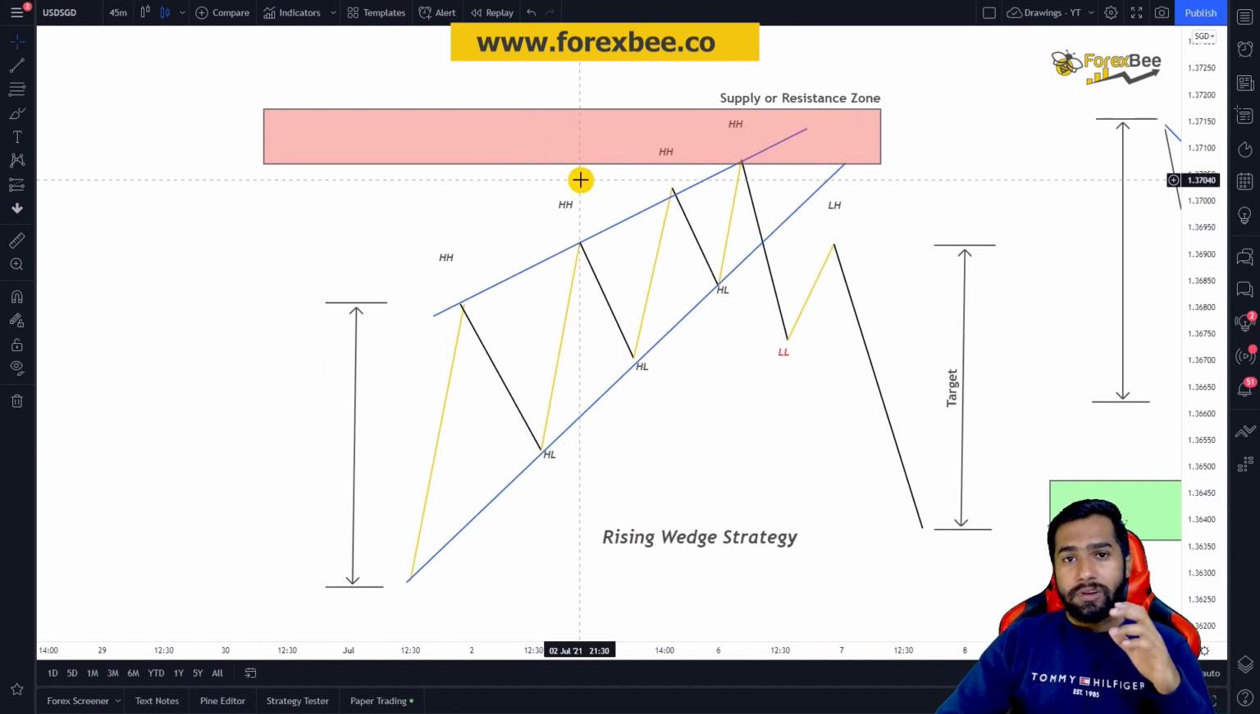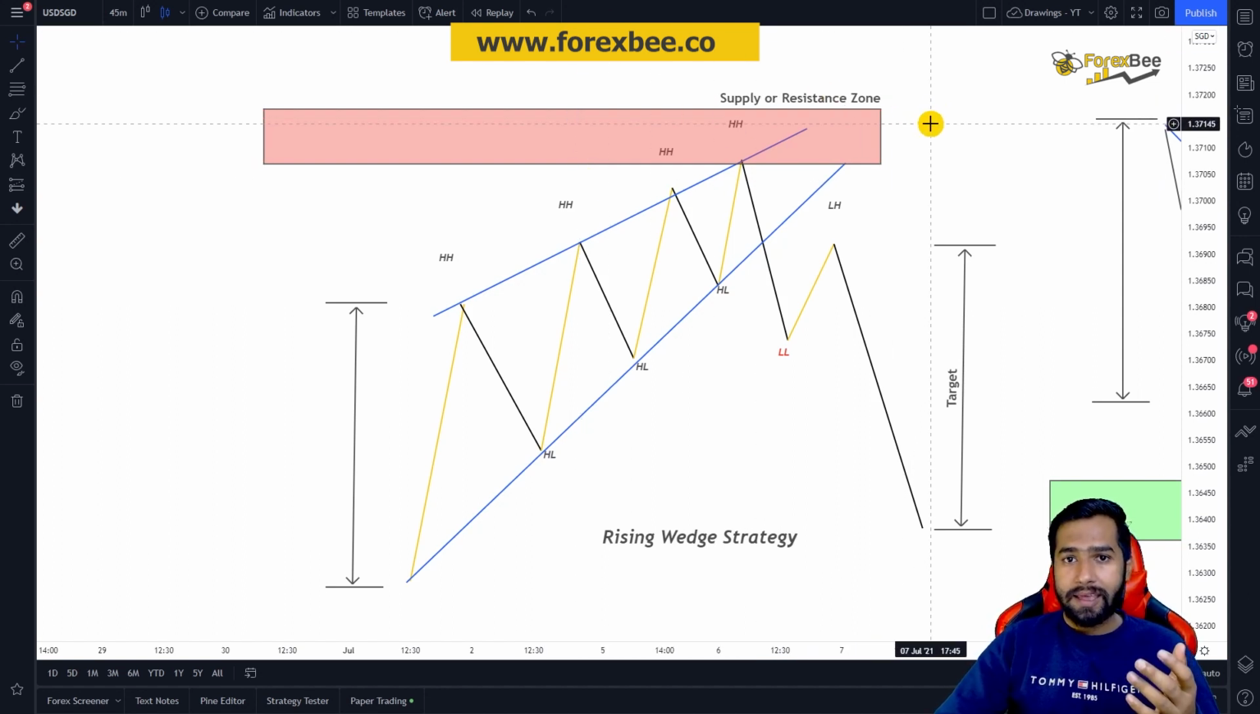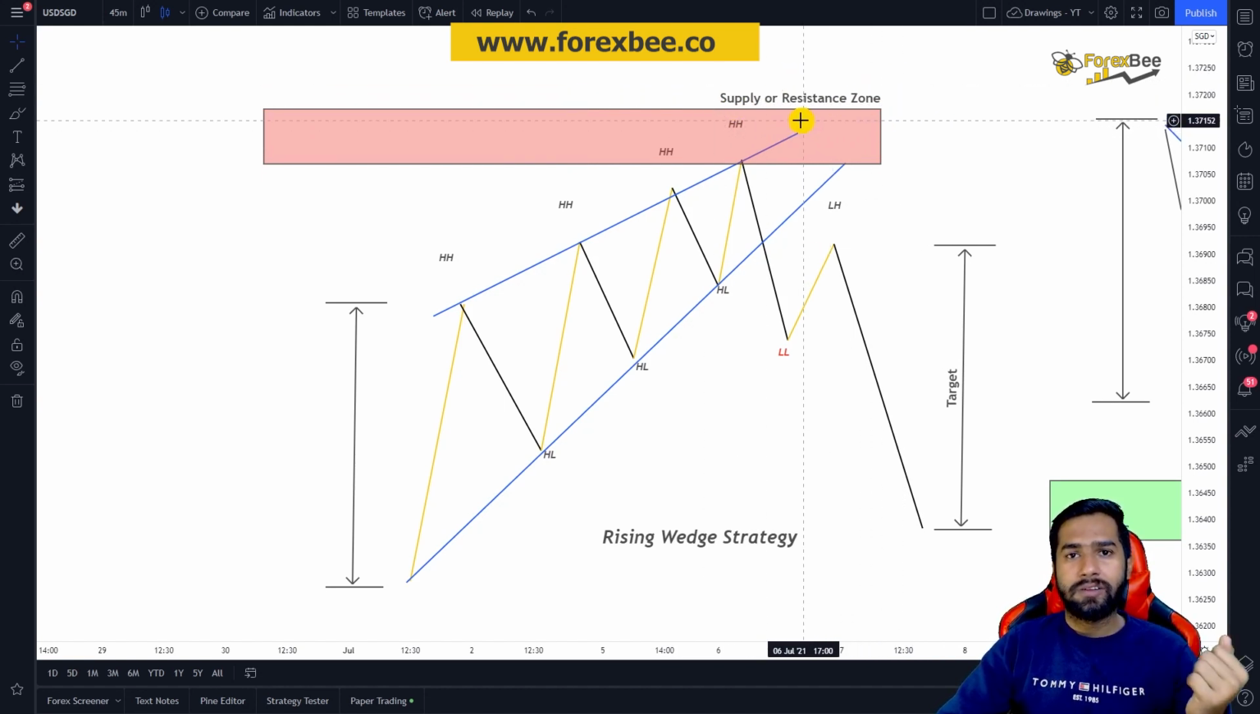Also, in order to increase the probability of your trade, you can look for a supply zone or a resistance which can act as a very good confluence. We also have a supply and demand indicator which can act as a very good confluence. You can check the links in the description.